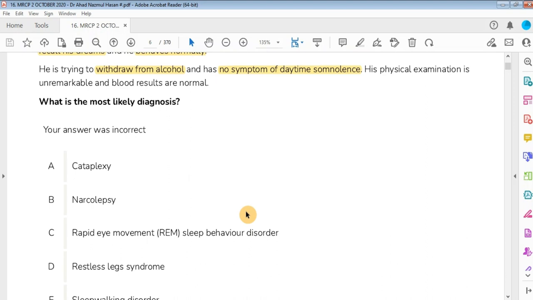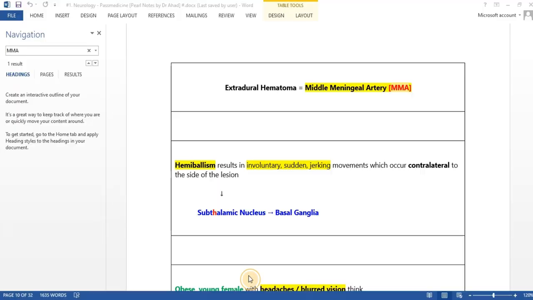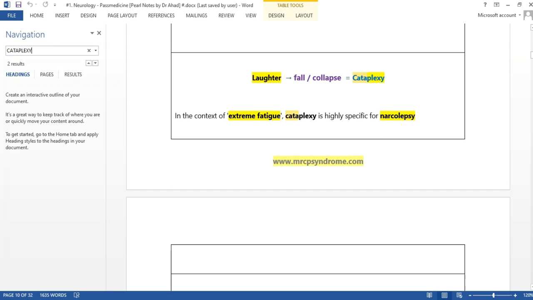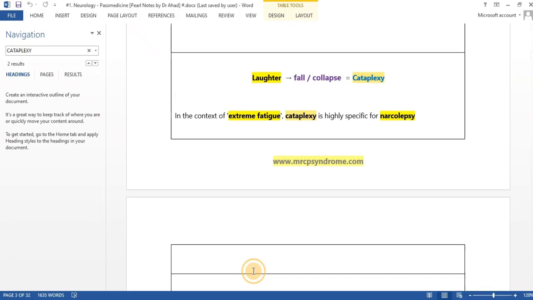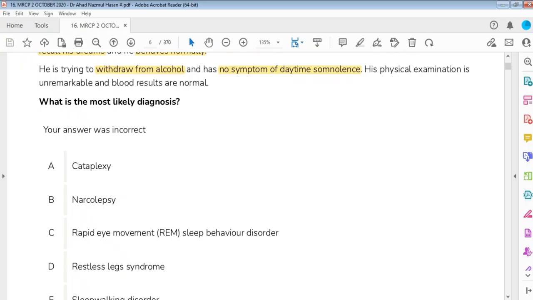So what are the features of cataplexy and narcolepsy? Cataplexy most commonly occurs during an emotional burst, like laughing or something. Yes, very good. So a fall or collapse following laughter indicates cataplexy, and in the context of extreme fatigue, cataplexy is highly specific for narcolepsy. So they are not related to sleep behavior.